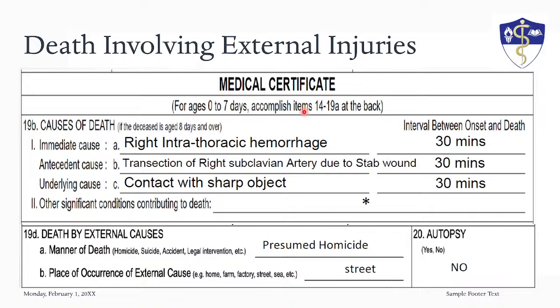Now, another one, right intrathoracic hemorrhage. So you place the laterality, the location, okay? Tapos yung manner of death, hemorrhage, right intrathoracic hemorrhage. But you put the antecedent cause, transection of the right subclavian artery due to a stab wound. So this is a presumed homicide po. Alleged homicide. Presumed homicide. Presumed and probable ang pinapalagay sa atin.